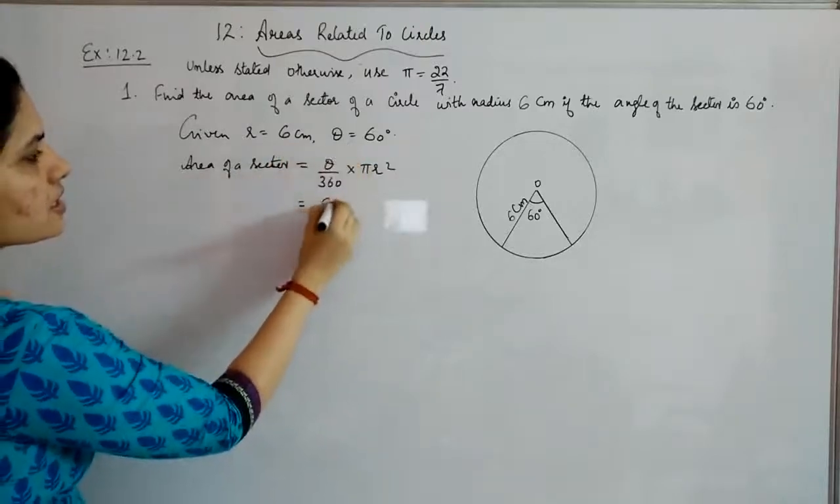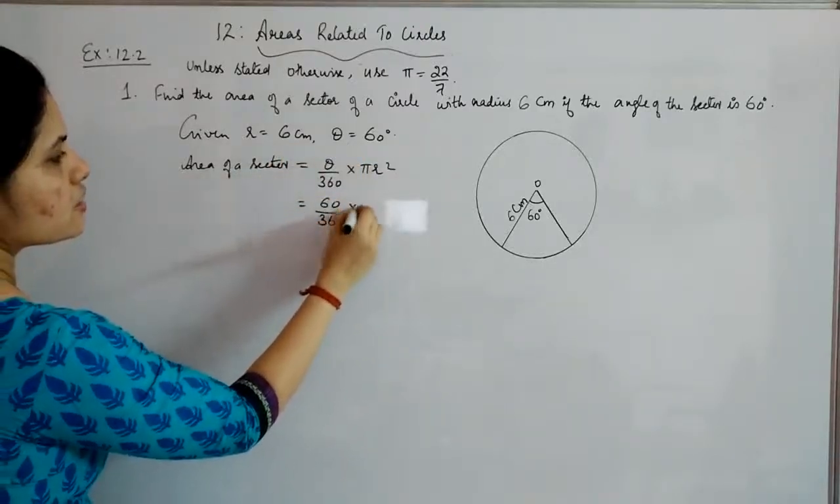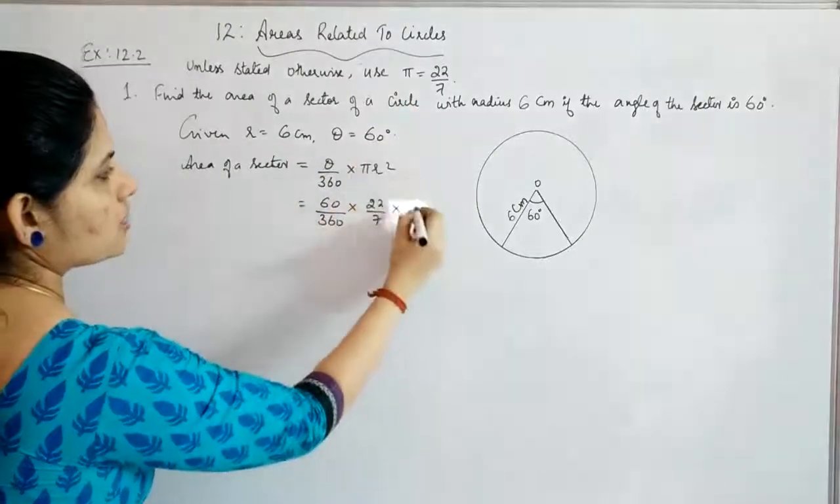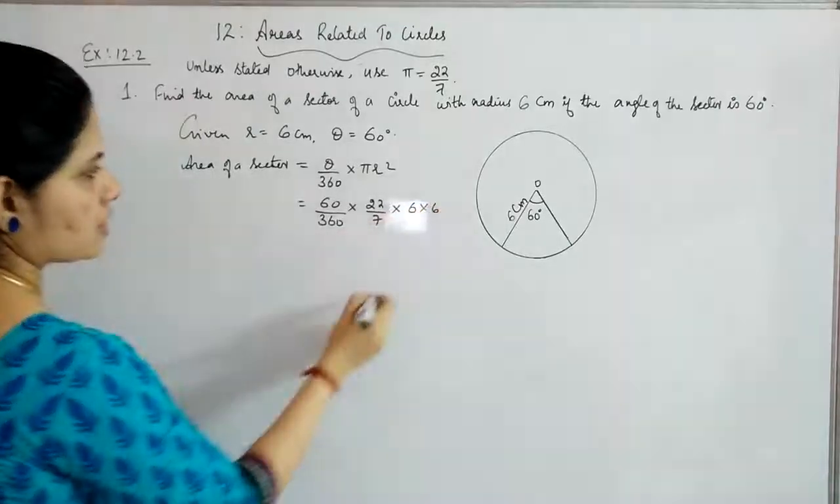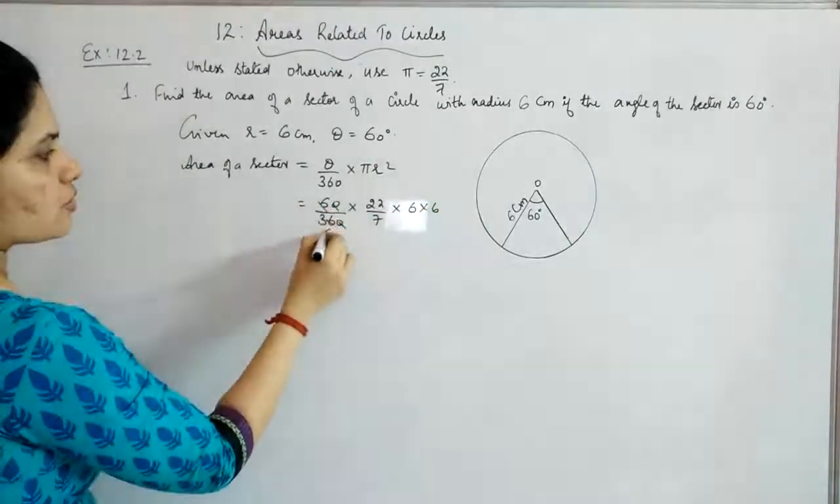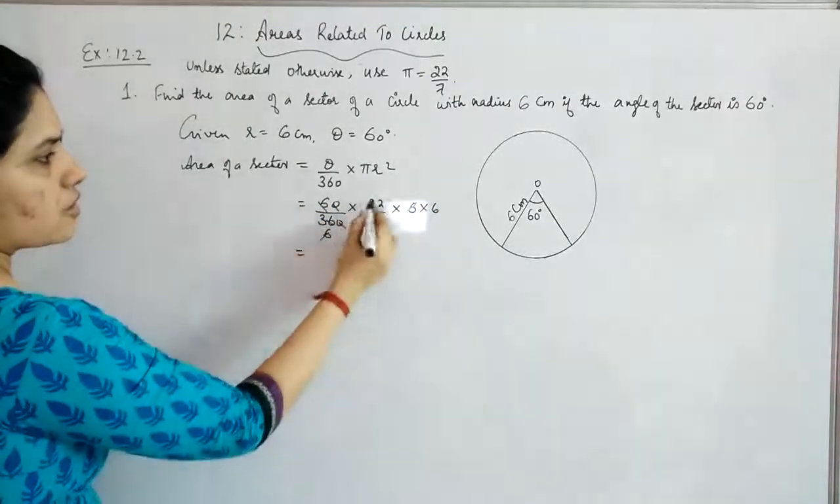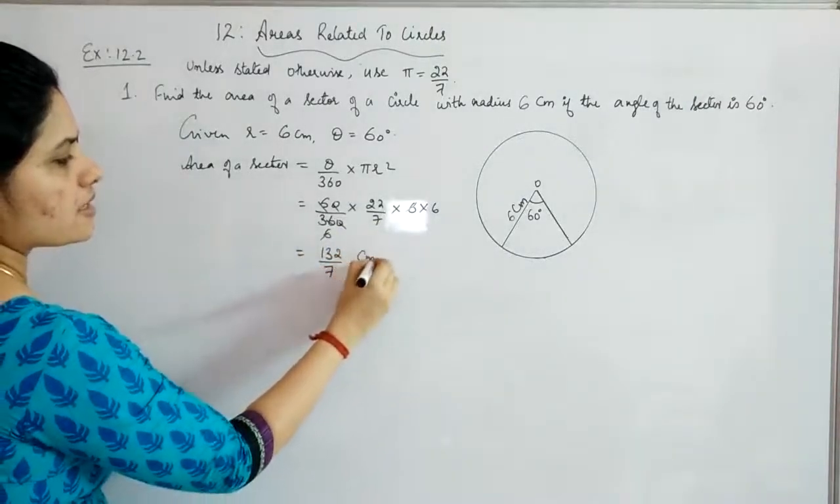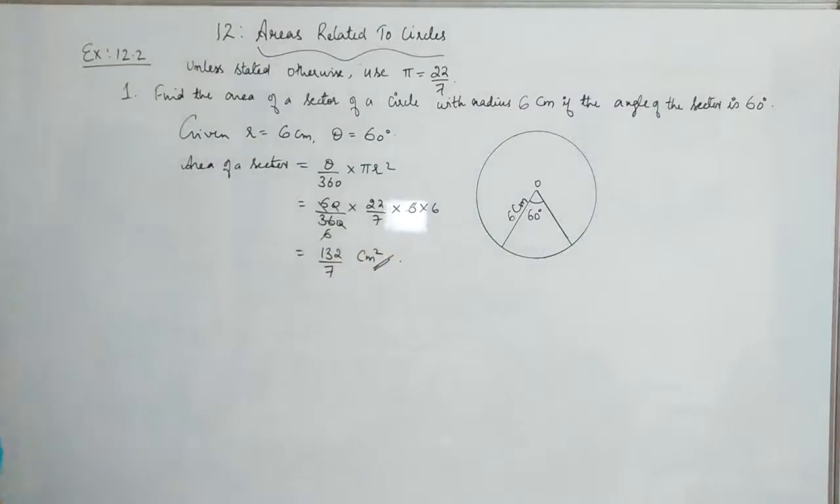Replacing the values, you will get 60 by 360 into pi, again the value of pi is 22/7, into r square is 6 square, 6 into 6. So you are getting this to be 6 cancelled. 22 into 6 will give you 132. 132/7 centimeter square is the area of the sector.